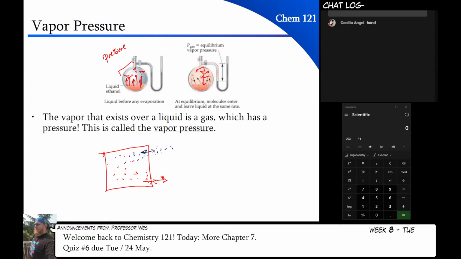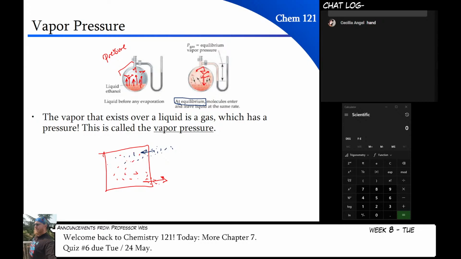For the vapor phase, it's more or less like this once you have enough molecules up there. For every molecule that enters the vapor phase, another one leaves. And so the amount remains constant. When you reach this point, this is called equilibrium. We're going to talk about equilibrium more later on. But equilibrium provides a maximum vapor pressure for a given temperature.